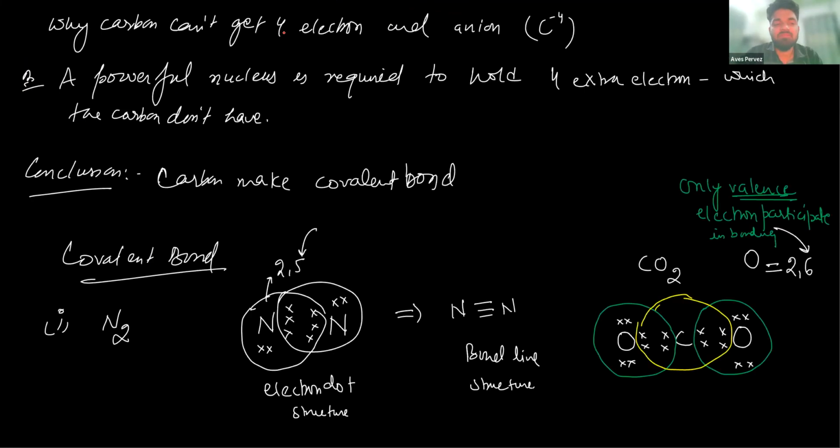Next, if it is asked why carbon cannot gain four electrons: the powerful nucleus would be required to hold four extra electrons, which carbon doesn't have. So this is the reason. What is the conclusion? That carbon makes covalent bonds. Got it? Note it down, please, fast.